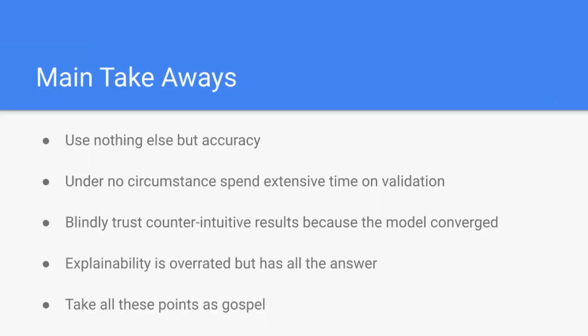To absolutely make sure your model is guaranteed to fail on contact with the real world. Use nothing else but accuracy. Under no circumstances shall you spend time on validation. Like, your model is gonna be fine. Blindly trust counterintuitive results. Counterintuitive results are amazing. Immediately go to the press that you found the newest, best AI in the world. And explainability is overrated. If you use it, it perfectly explains everything. It's kind of a Schrödinger's explainability. And of course, take all the points that are made here as gospel.